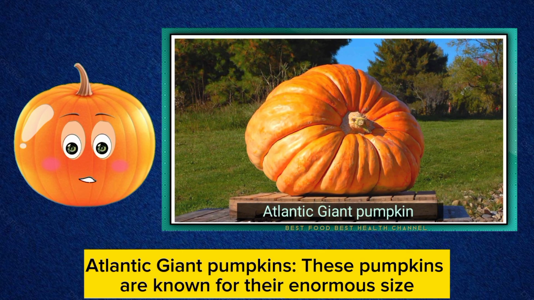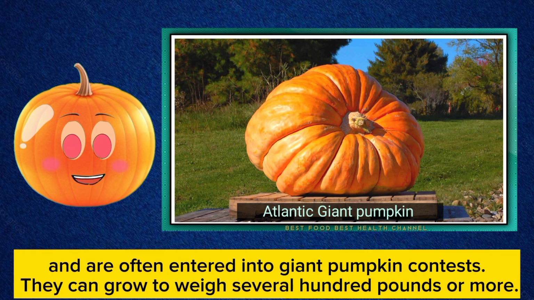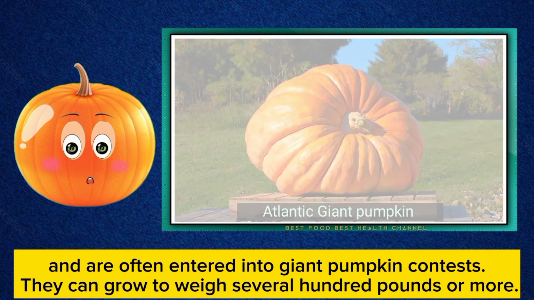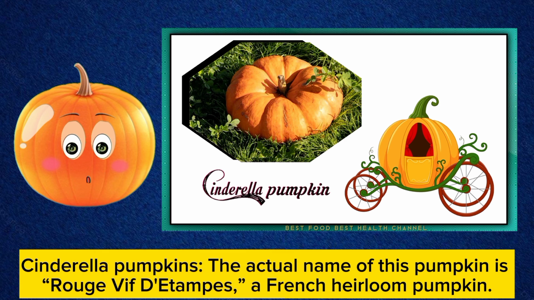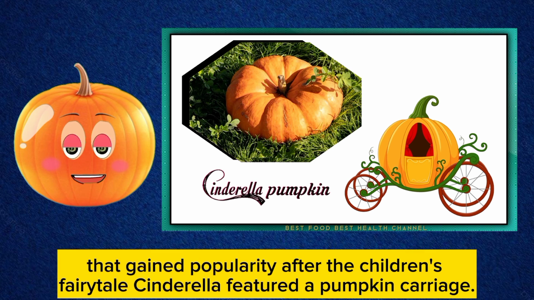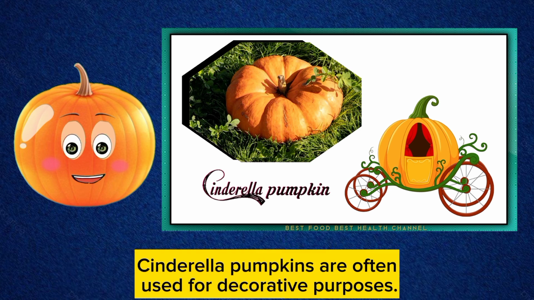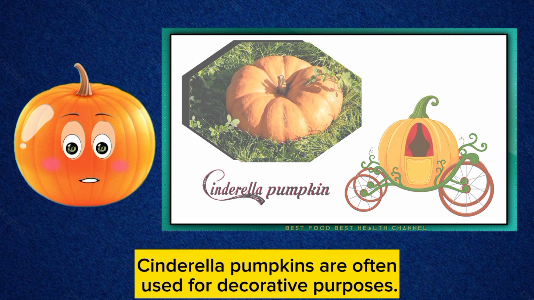Atlantic giant pumpkins. These pumpkins are known for their enormous size and are often entered into giant pumpkin contests. They can grow to weigh several hundred pounds or more. Cinderella pumpkins. The actual name of this pumpkin is Rouge Vif d'Etampes, a French heirloom pumpkin that gained popularity after the children's fairy tale Cinderella featured a pumpkin carriage. Cinderella pumpkins are often used for decorative purposes.